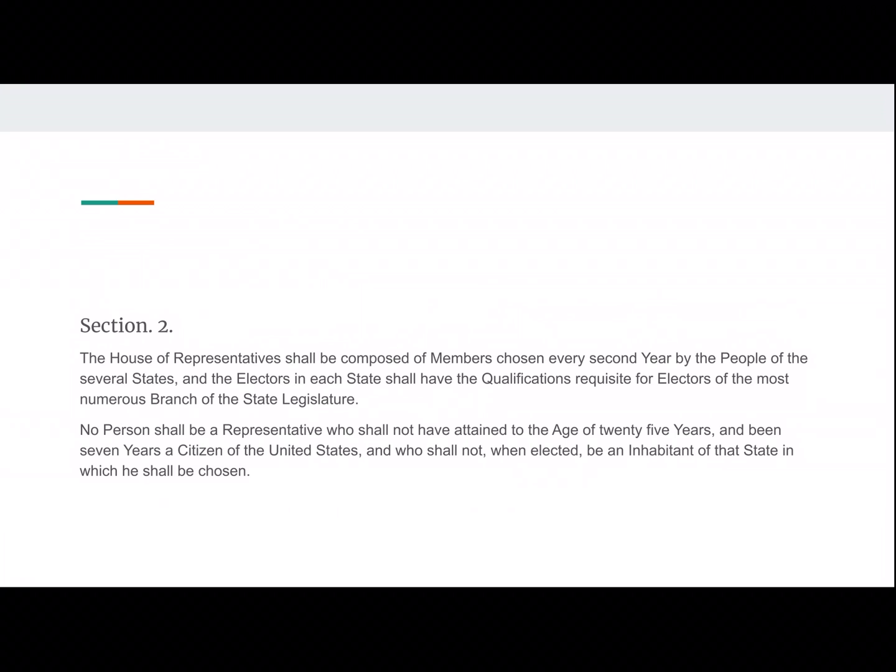But it's basically saying you get voted in every 2 years, that you have to be 25 years old, and you have to have been a U.S. citizen for 7 years. But it does mean you can be an immigrant and then become a member of the House of Representatives. And we have several people who have gotten their citizenship and then come into the House. And that's really important to hear their voices too. And that when they're elected, they have to live in the state that they are being chosen from.